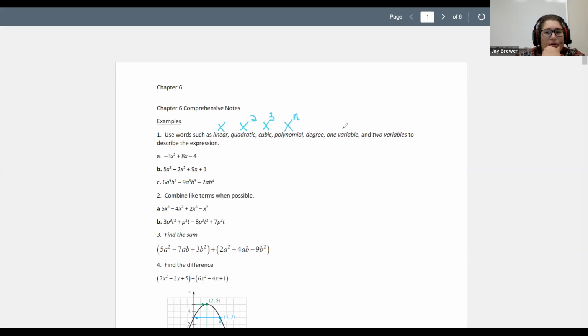And then, of course, one variable versus two variables. One variable, you would only see one. Two variables, you would see 2 of them. Okay? They do not have to be multiplied together. They could be adding. They could be subtracting. They could be whatever you want. There's 2 of them. Okay?